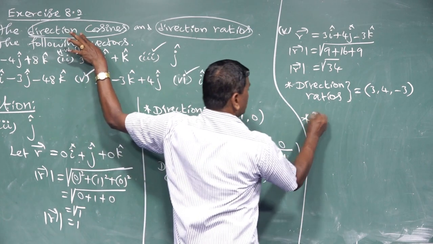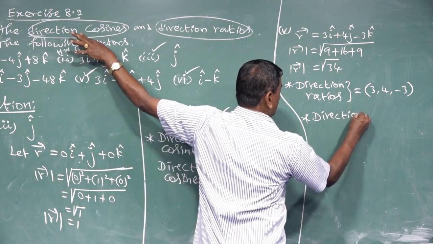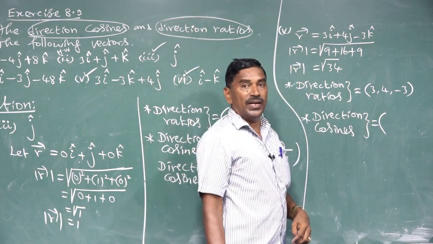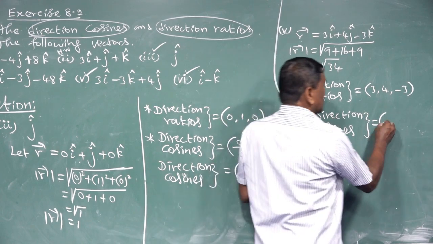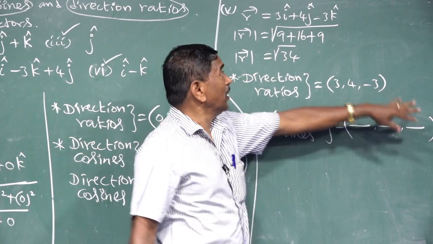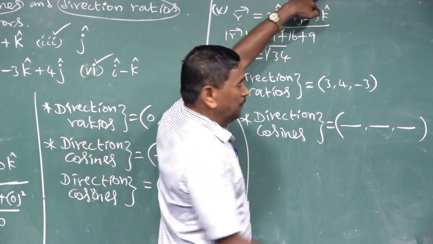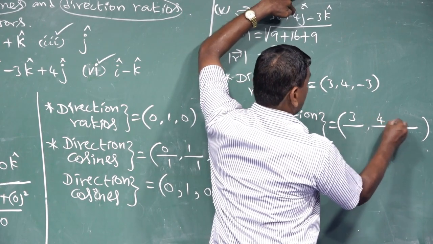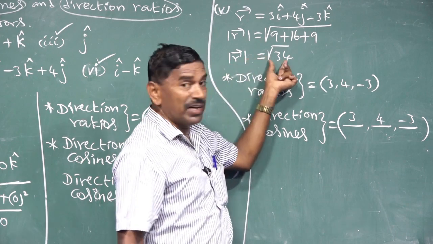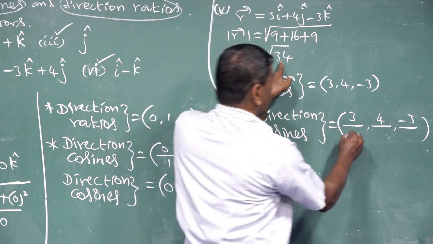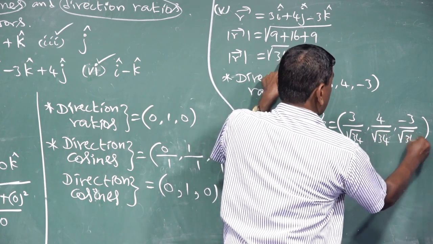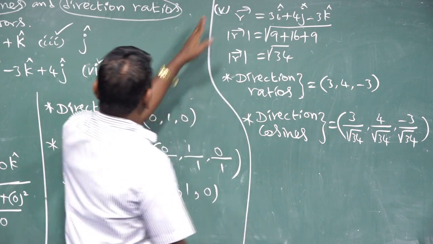Next, direction cosines. Direction cosines is a division. What is the numerator? 3, 4, minus 3. Denominator please: modulus r vector, which is the square root of 34. So 3, 4, minus 3, each divided by the square root of 34. Two answers completed; subdivision 5 completed.